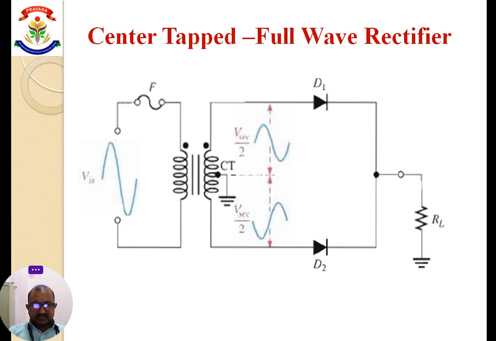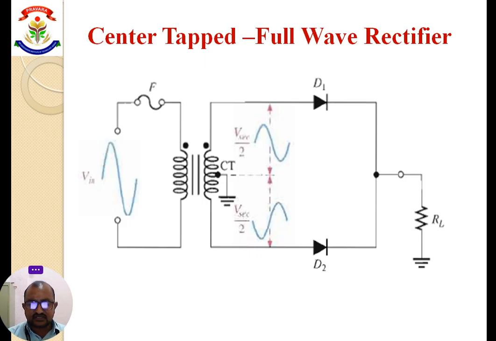In the first positive half cycle, the diode D1 is in forward bias condition. At that time, the diode D2 is in reverse bias condition. It means the current flows only through D1 and then through the load. In the second negative half cycle, the diode D2 is in forward bias condition. At that time, the diode D1 is in reverse bias condition and the current flows through the diode D2 and through the load. It means in the first positive half cycle we get the first half cycle.